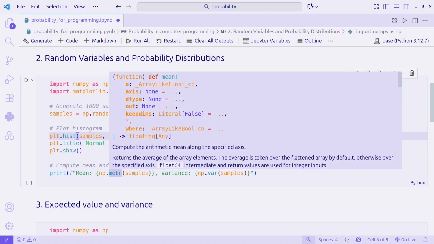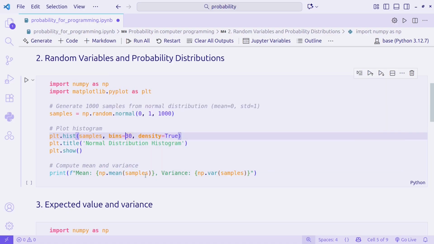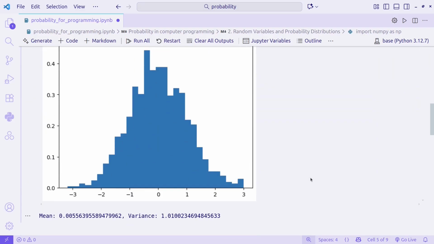So I can also find out the mean and the variance of the result sampled, okay? So in principle, the sampled mean here would be close to 0, and the sampled variance would be close to 1 squared, which is just 1. So let us see the result. Yes, you can see this one.